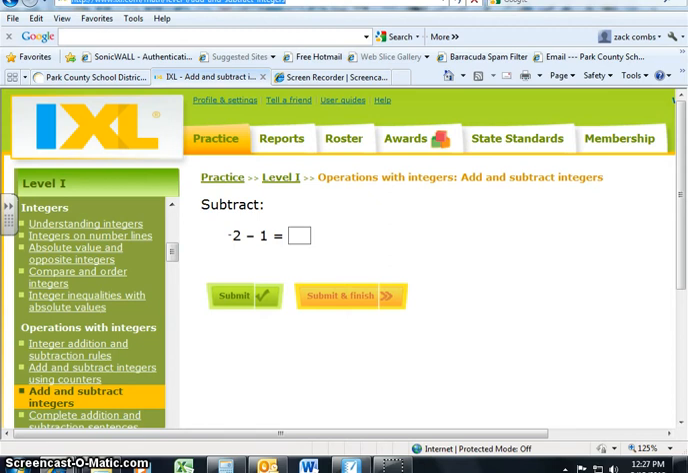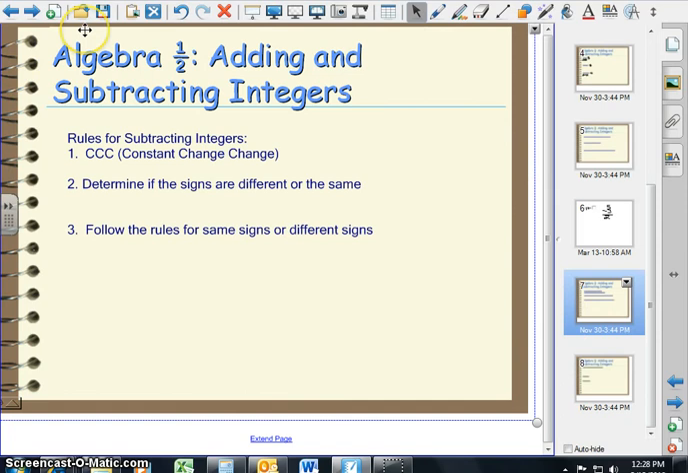Our first sample problem is a negative 2 minus 1. So we are subtracting integers. Our rules for subtracting integers: we first must follow constant change, which is CCC. I'll refer to CCC throughout the video. After we do our CCC, we determine if the signs of both integers are the same or different. If they are the same, we have a set of rules. If they are different, we also have a set of rules. I will go over those rules as we encounter those examples.